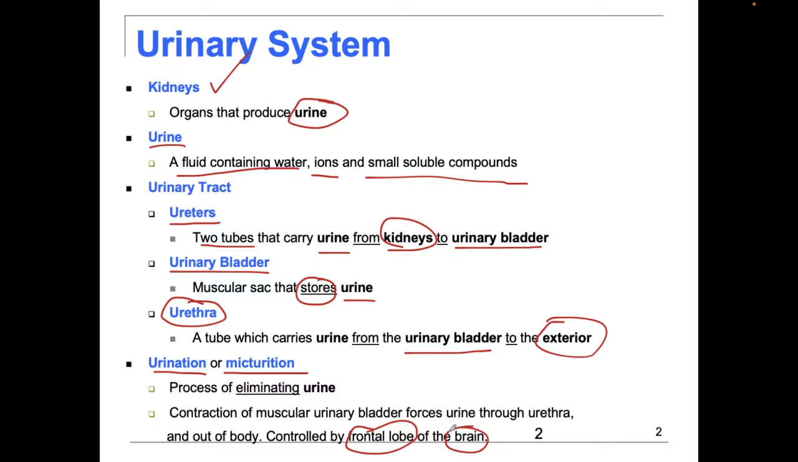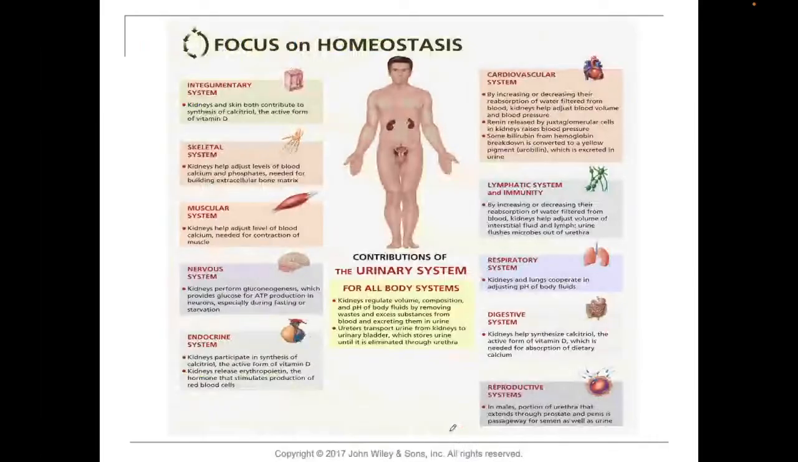There's incontinence, the inability to hold on to urine, and people as they get older often have to wear Depends or an adult diaper. Okay, that helps you understand a little bit of the frontal lobe of the brain.